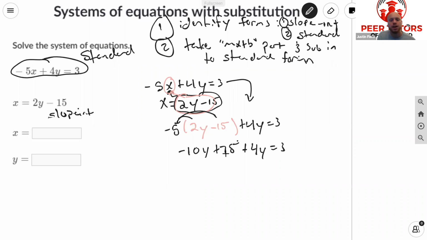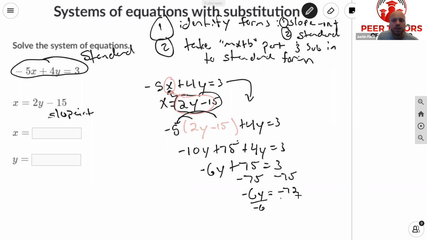Okay, -10y plus 4y is -6y, combining those like terms. You can see this is why in week 1 we started out with multi-step equations. Now I'm going to subtract 75, make it -72 equals -6y divided by -6, and then the two negatives make a positive. I know 60 is 10, that's 12. Okay, so y equals 12.